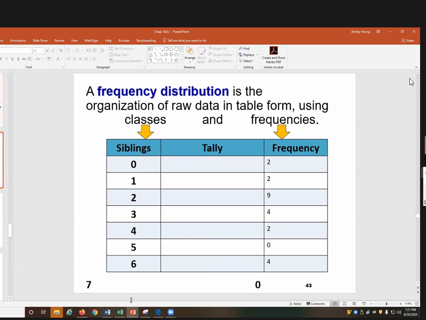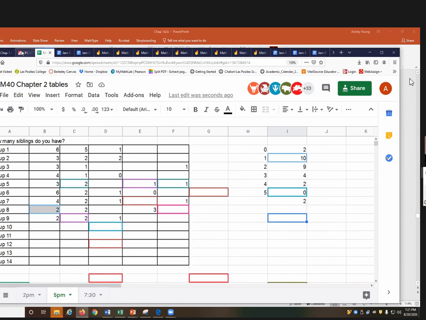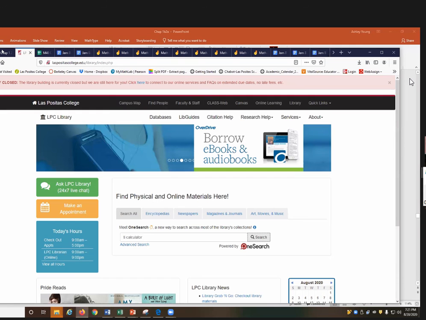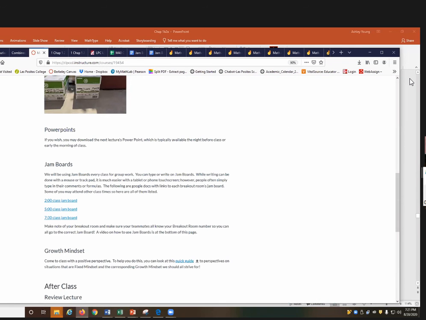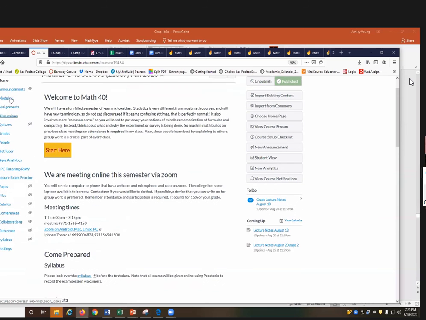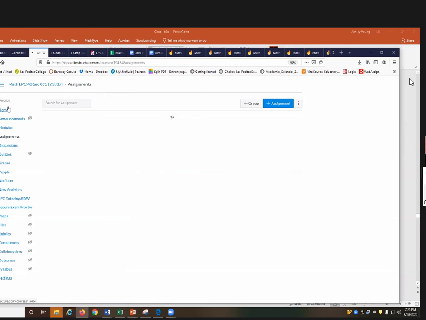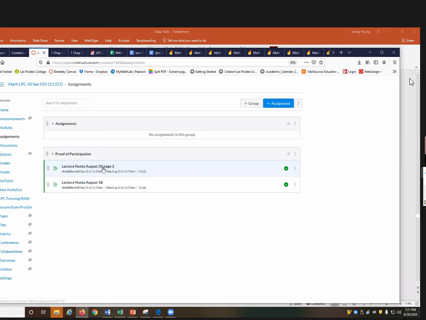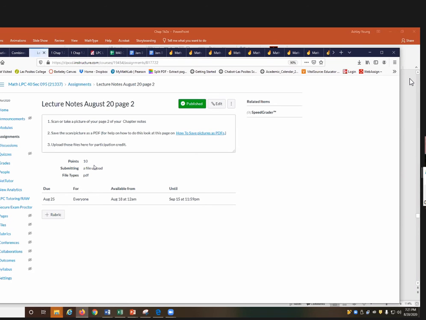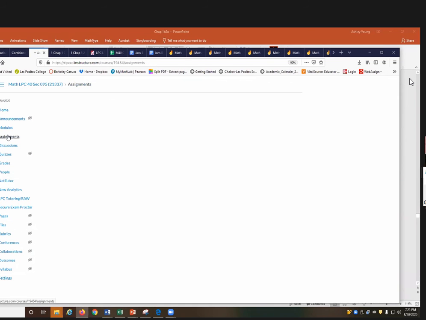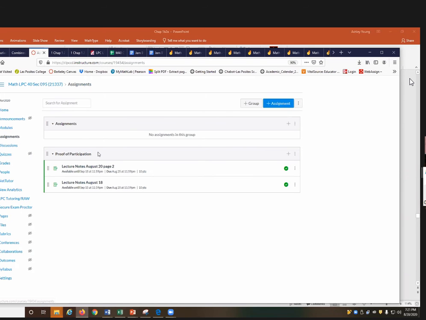So think about that. For today, your assignment is to turn in page 2. You need to download page 2, upload page 2 into your assignments, make a copy of it, take a picture of it, save it as a PDF, and upload it here for participation credit. This is not homework. This is just proof of participation. That's all it is. So we did this page in class. Just go ahead and take a picture and upload it to prove you're here.